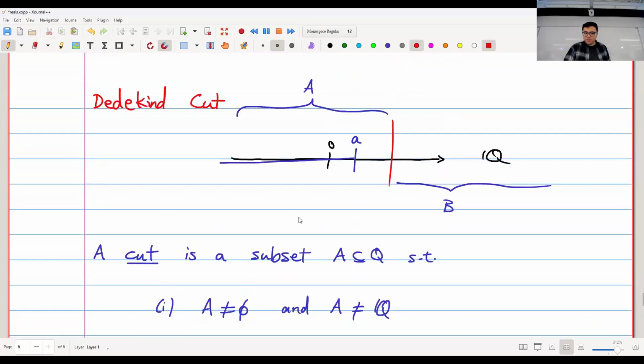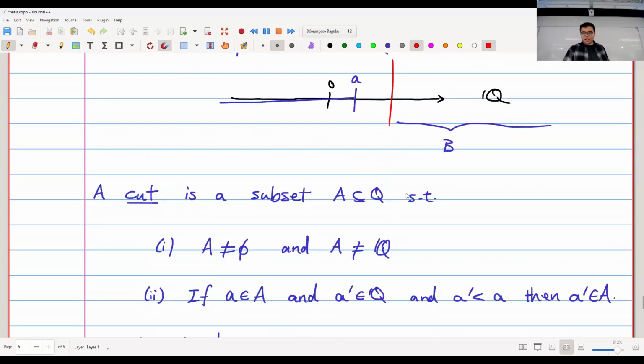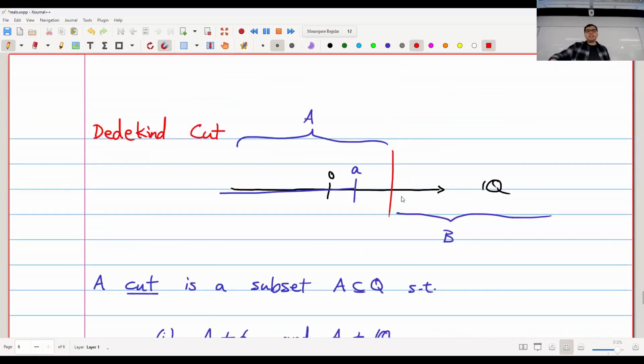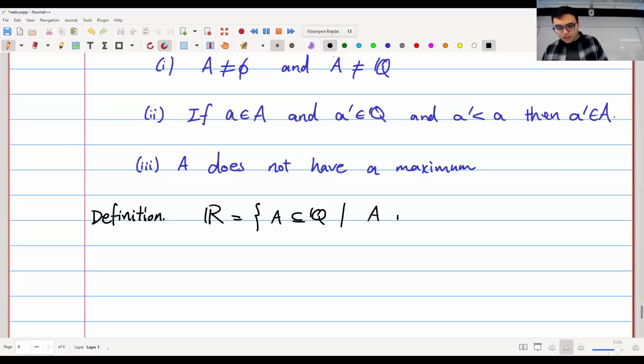Okay. So I hope you understood the formal definition. This is the formal definition and also the intuition, which is just that I'm cutting at some point, taking all the numbers that are smaller. So here's the thing. We have a definition: real numbers are just going to be the set of all cuts. It's just the set of all A's, subsets of Q, such that A is a cut.